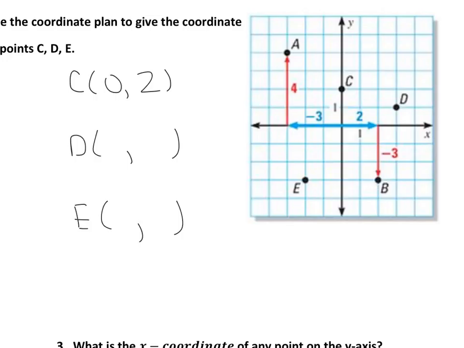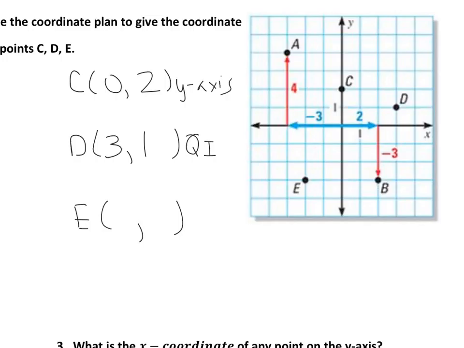Now D, I move right 1, 2, 3. So that's positive 3. And then up 1, so it's positive 1. So this is in quadrant 1. This is on the y-axis.